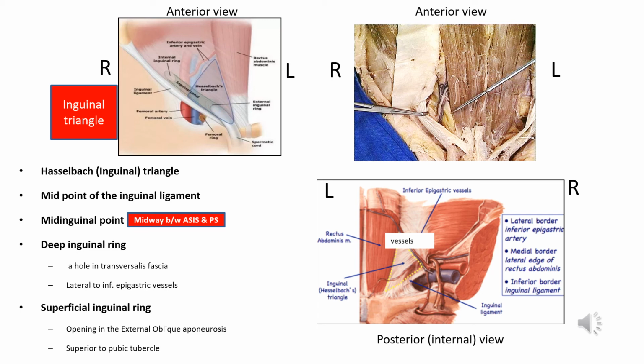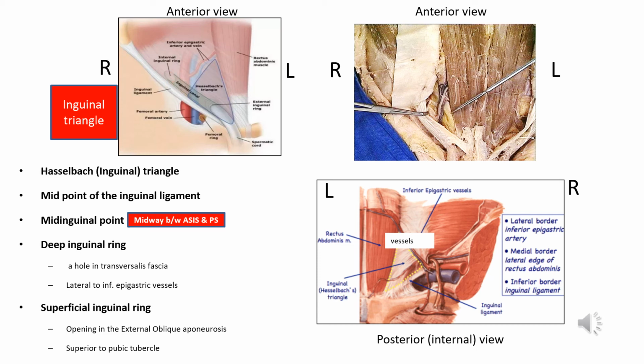The deep or internal inguinal ring is a funnel-shaped opening in the transversalis fascia and is located just above the midpoint of the inguinal ligament. The midpoint of the inguinal ligament is the point midway between the anterior superior iliac spine and the pubic tubercle. It is used as the landmark for the deep inguinal ring.